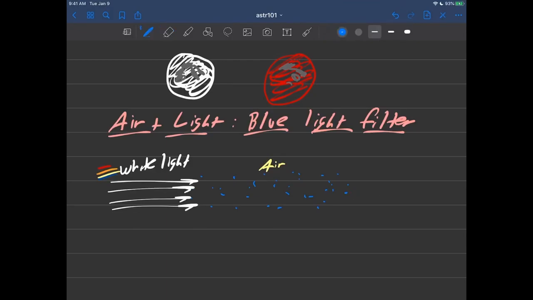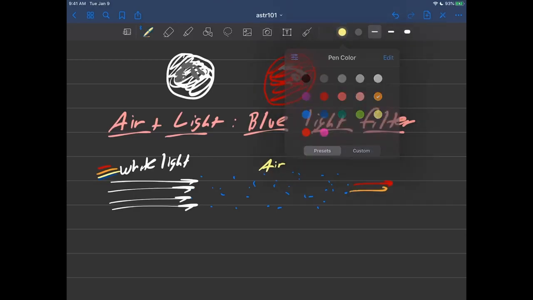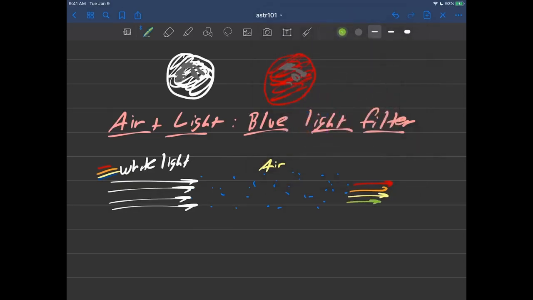As you know, everything except blue. You'll get red, you'll get orange, you'll get yellow, you'll get some green, but by and large, the blue is absent. And that's what I mean by a blue light filter. White light goes in that has that blue in it, goes through the air. When it comes out, the blue is gone. So that's what we mean by that, okay?